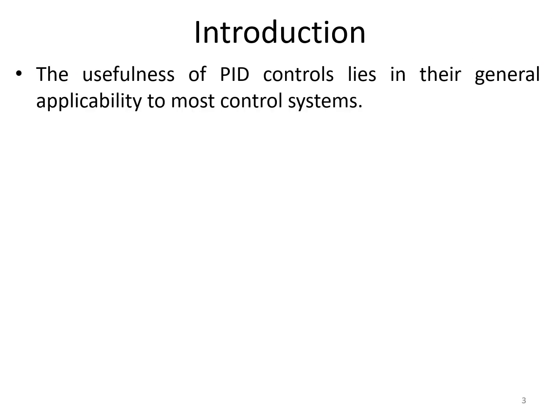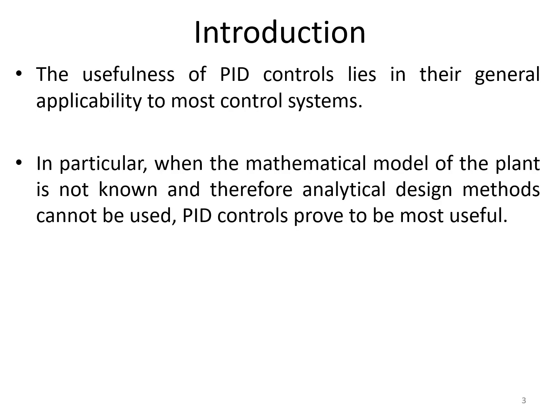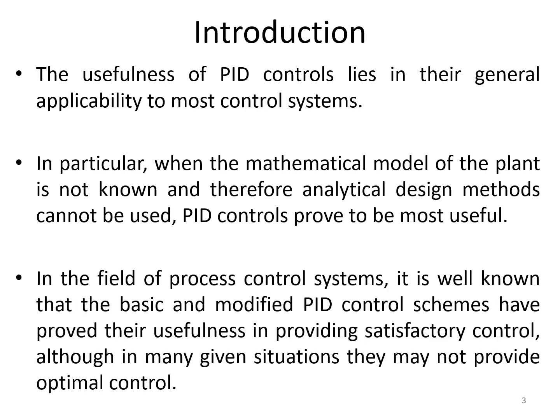Now the usefulness of PID is its general applicability to most control systems. In particular, when the mathematical model of the plant is not known to us and therefore analytical design methods cannot be used, PID controls prove to be the most useful. In the field of process control systems, it is well known that the basic and modified PID control schemes have proved their usefulness in providing satisfactory control. Although in many situations they may not provide optimal control, a control is provided to a suitable level.